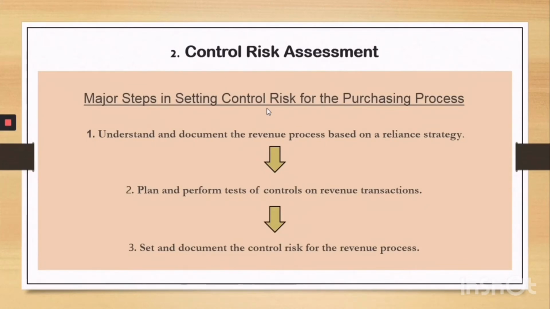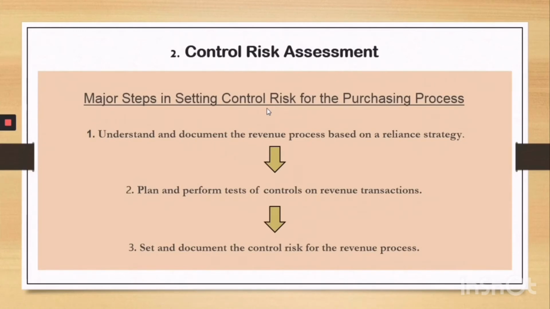The third component of internal control is control activities. When a reliance strategy is adopted by the auditor for the purchasing process, the auditor needs to understand the controls that exist to ensure the management's objectives are being met. The fourth of the components of internal control is information system and communication.